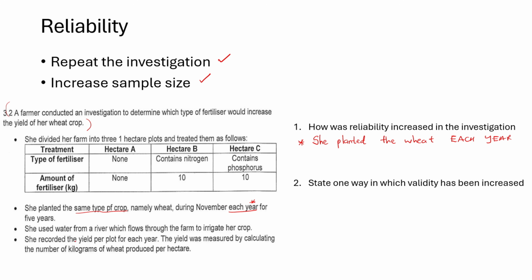Okay, and then now she used water from a river which flows through the farm to irrigate her crop. She recorded the yield per plot for each year. The yield was measured by calculating the number of kilograms of wheat produced per hectare. So in this case, the reliability factor is the repeating, because she repeated the investigation each year. Okay, so you identify it in the procedure.